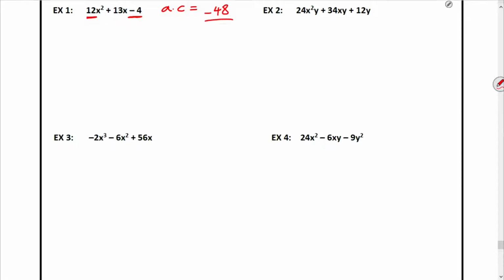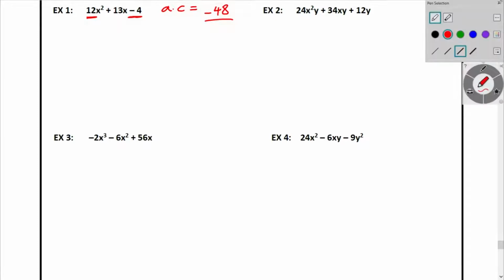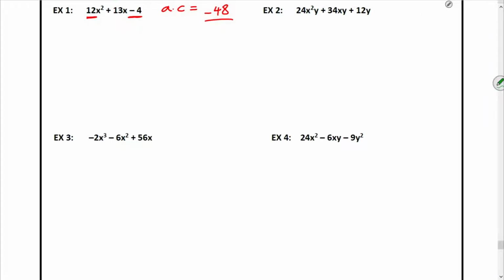Negative 48 has quite a few factors, so let's be methodical about how we look at them. I'm looking for two numbers that will multiply to be negative 48 and will add to be positive 13. Multiplying to a negative happens when I have a negative and a positive. So I'm looking for a negative and a positive number that add together to be a positive 13. That means that the bigger number has to be positive. So I'll keep that in mind.